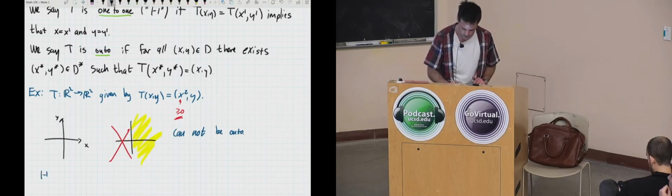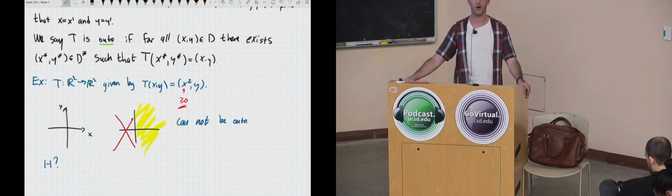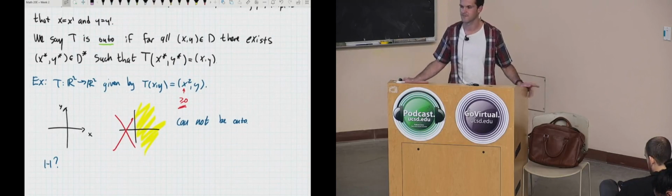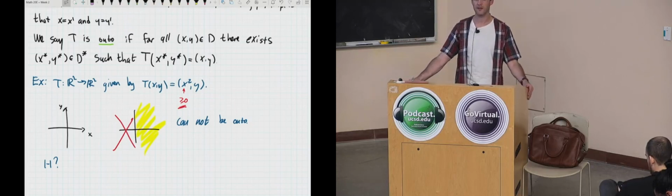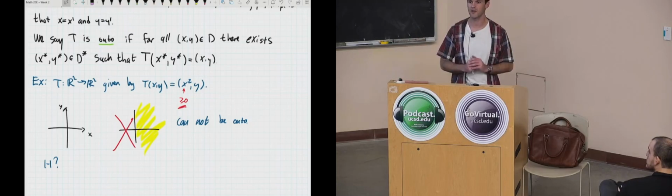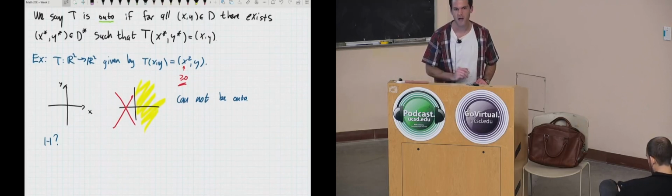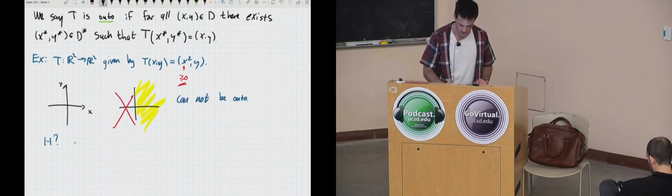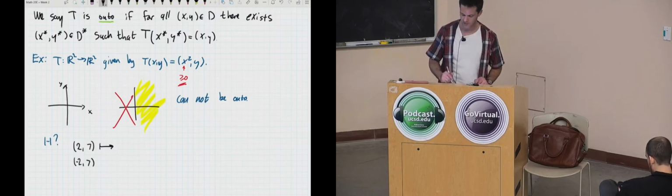So what about one-to-one? You guys think it's one-to-one? Well, it can't be taking in two different points and outputting the same point. How about the point 2, 7 and the point negative 2, 7? Let me write this a little bit differently.